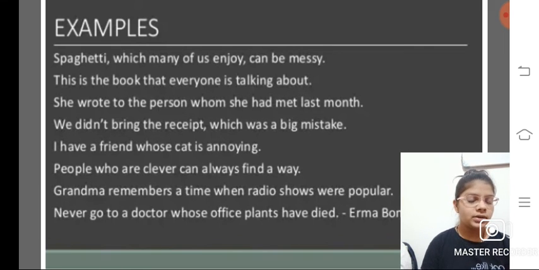So what we learned today: we learned what clauses are, the types of clauses like dependent and independent, then the types of dependent clauses. In that, we learned about the adverb clause, and all the types of adverb clauses, right? So here we end.